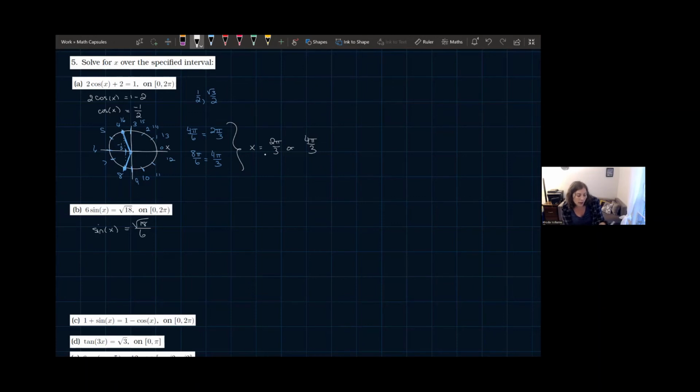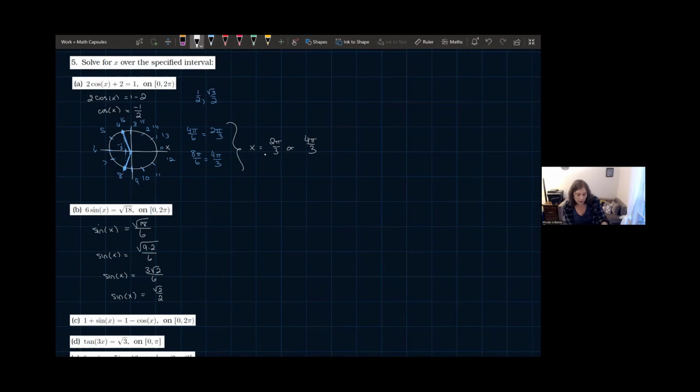I'm not going to give up. I'm pretty sure that I would not be asked this question unless it was something I could solve based on my knowledge of the unit circle. So let me see if I can simplify this a little bit. The square root of 18 is the same thing as the square root of 9 times 2. So I could separate that into 2 individual square roots. I can square root the 9 and the 2 separately. Square root of 9 is 3, so I get 3 root 2 over 6. And then I can reduce that. 3 divided by 6 gives me 2. So actually, this is asking me for sine to be equal to root 2 over 2.